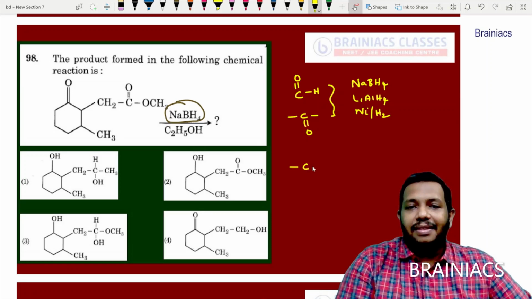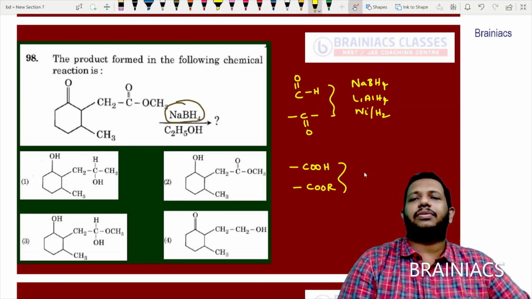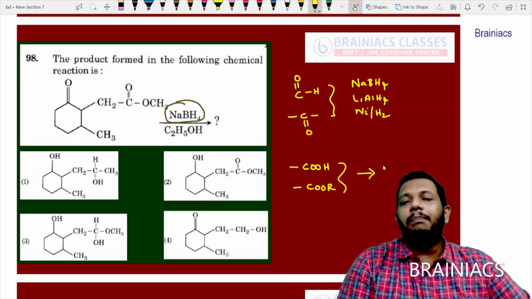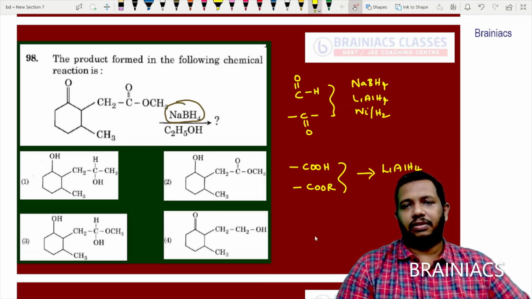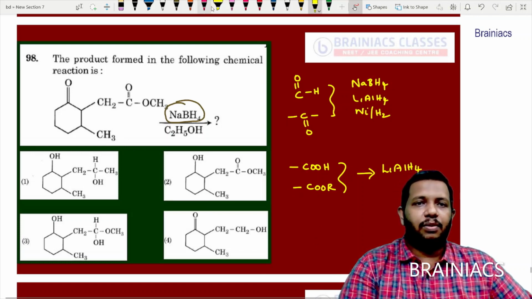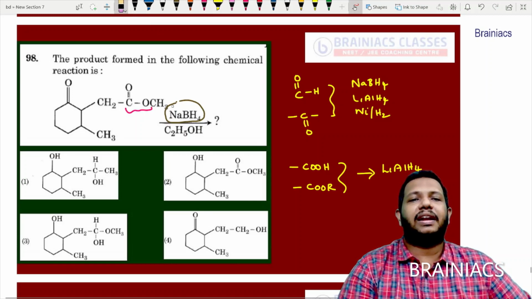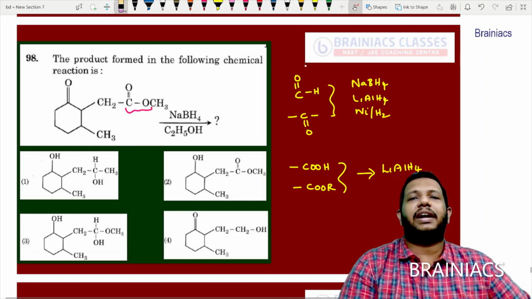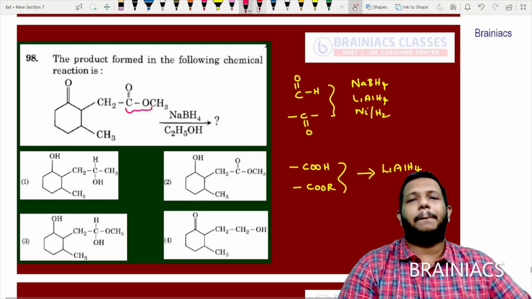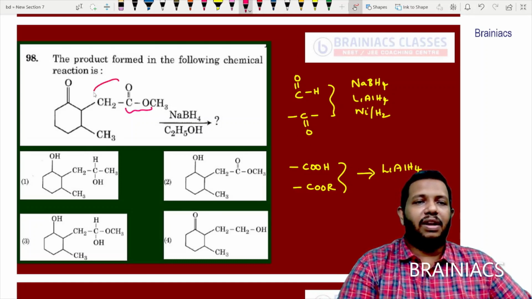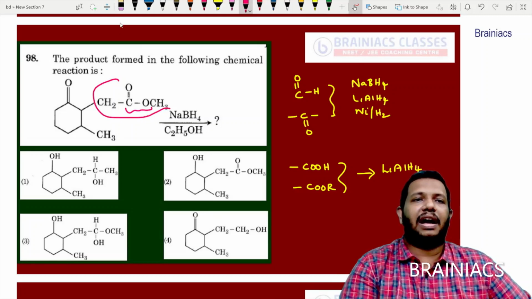But if you have an acid, or an ester or its acid derivatives, then it can be reduced only by lithium aluminum hydride. No one else can do the reduction of this one. So in this question, you can easily understand that this is an ester, COOR, and sodium borohydride is there. I can easily say sodium borohydride does not have any effect on the ester. Only if they had given lithium aluminum hydride, then it would have an impact.